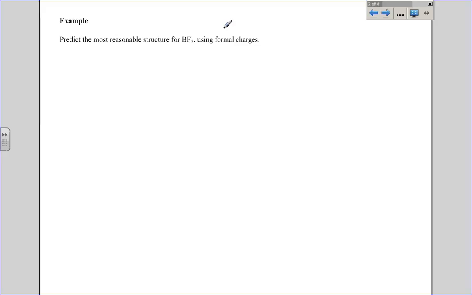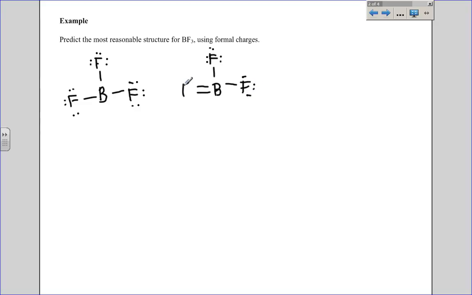So let's look at an example. We've talked about BF3, and we've talked about how when we draw its Lewis structure, it can be electron deficient. And so when we draw its Lewis structure, we don't need to draw double bonds. So let's use formal charges to help us to justify that. And so that would be an electron deficient BF3. But if you're just following the steps and you looked and you said, okay, boron only has 6 after we've used all the electrons, you would expect to put a double bond to one of the fluorines.